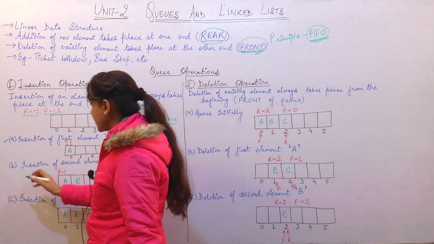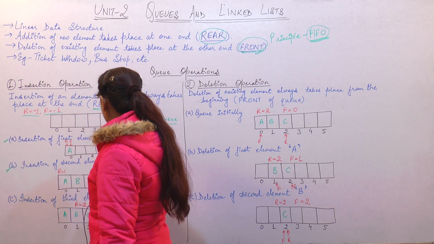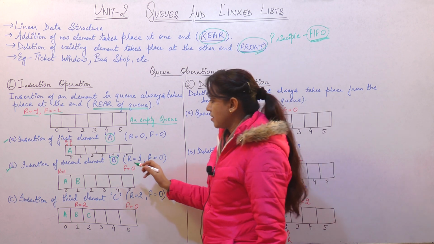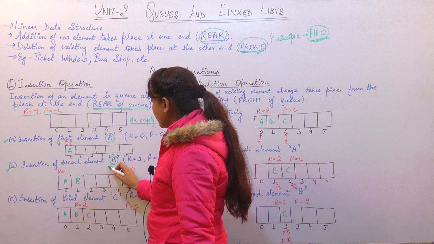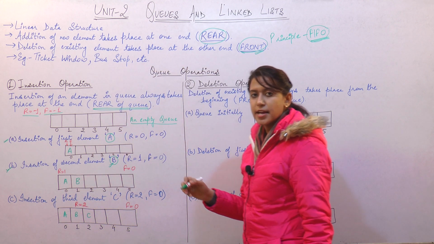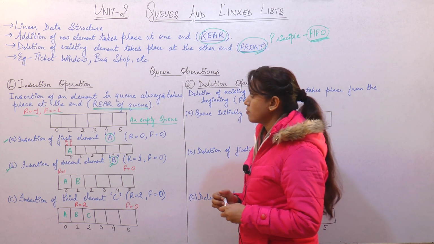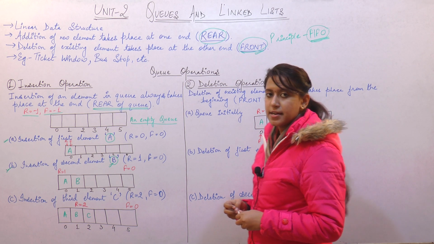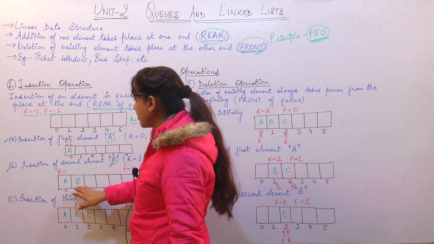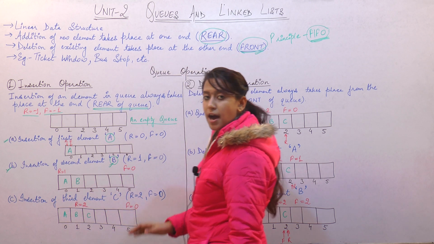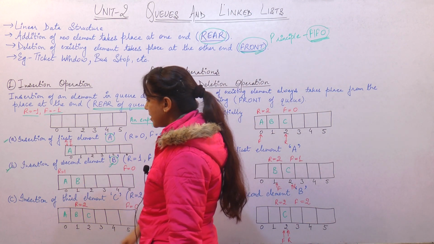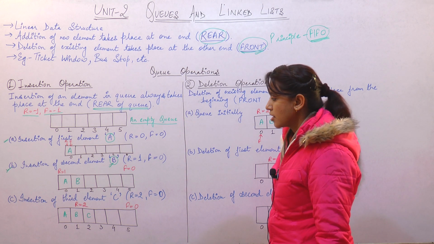When we are inserting the second element B to the queue, the new element B will be inserted after A, like a queue that is present at a ticket window. So when we are inserting the second element B, it will be inserted after the first element A. So B will become the second element that will be inserted in the queue.